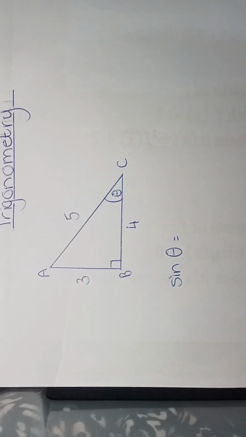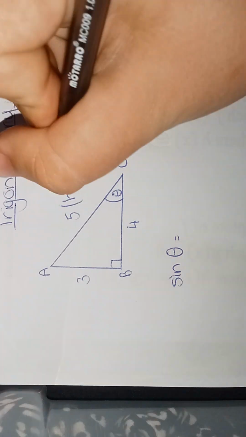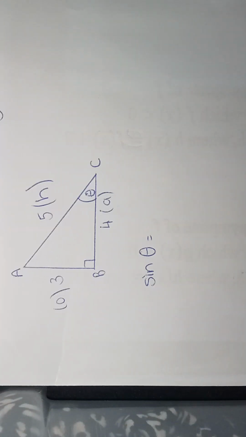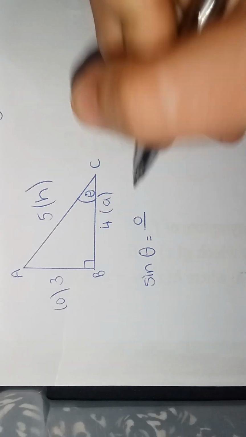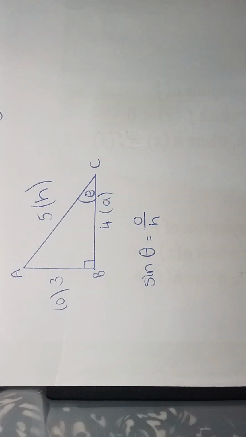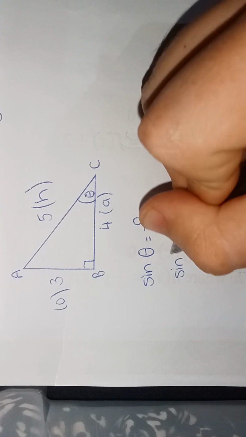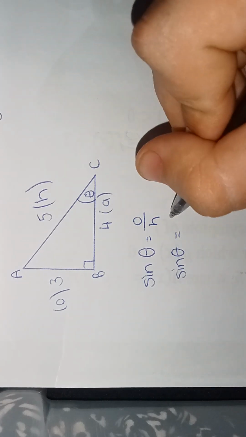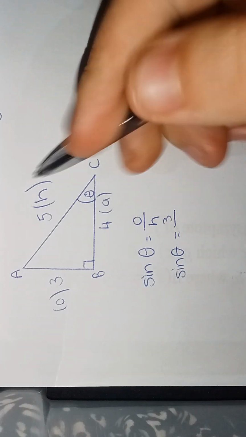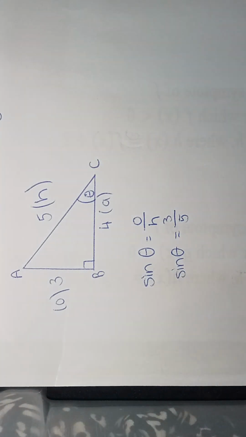So quickly, just fill in. This side is our hypotenuse, this is our adjacent, and this is our opposite. So sine is opposite over our hypotenuse. This means that sine theta is equal to our opposite, which is 3, over our hypotenuse, which is 5.